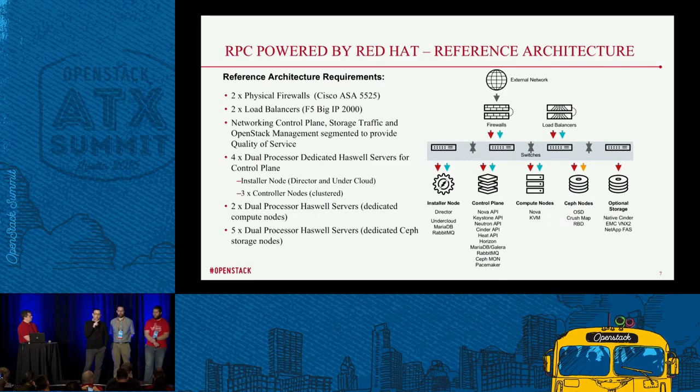We use 4 dual-core dedicated Haswell servers for the control plane. One of those is the installer node, so it runs Director and the undercloud components. And the other 3 are controller nodes, which are clustered. We have 2 dual processor Haswell servers, which are dedicated compute nodes, and 5 dual processor Haswell servers, which are dedicated Ceph storage nodes. Now, this is the minimum size, right? This can scale dramatically larger, but this is the minimum reference architecture that you could actually acquire.